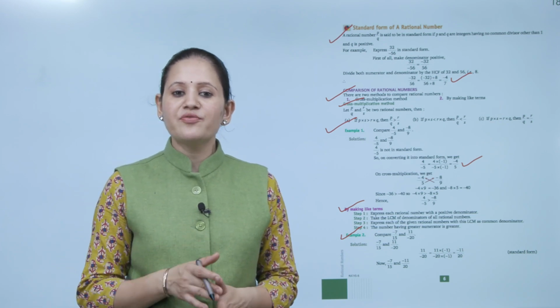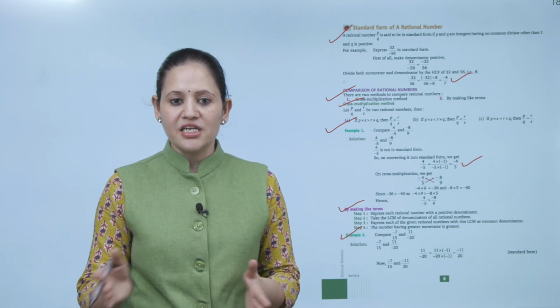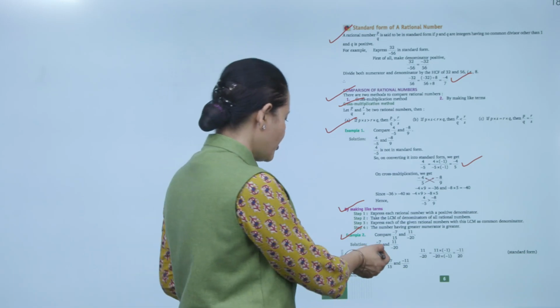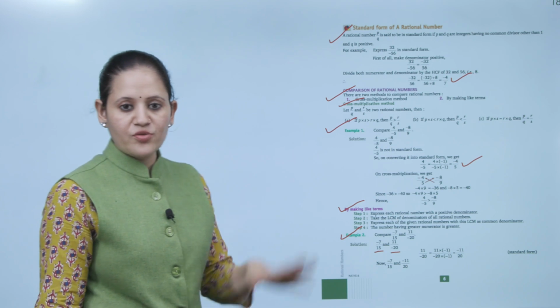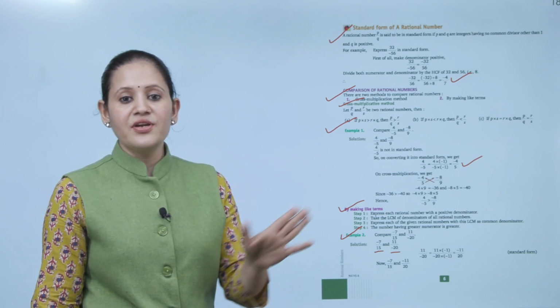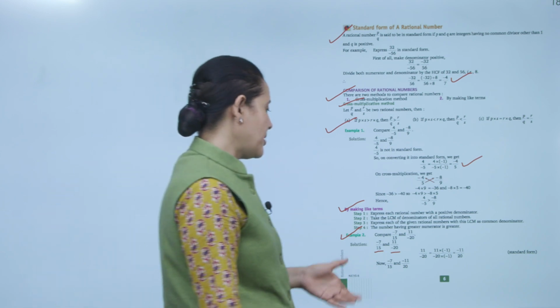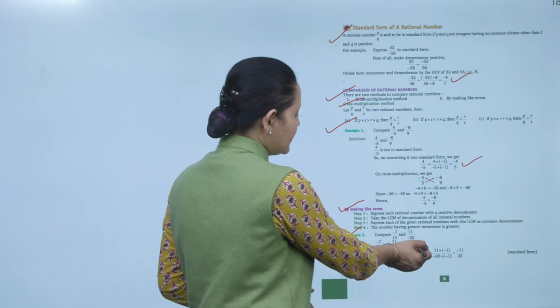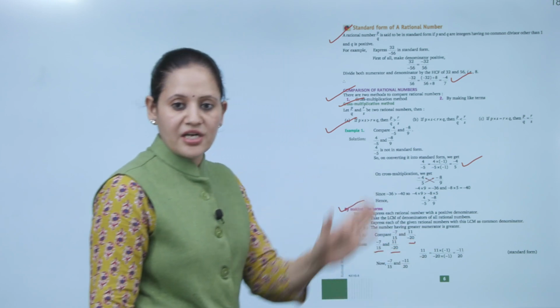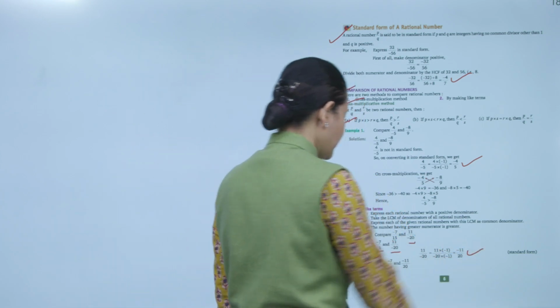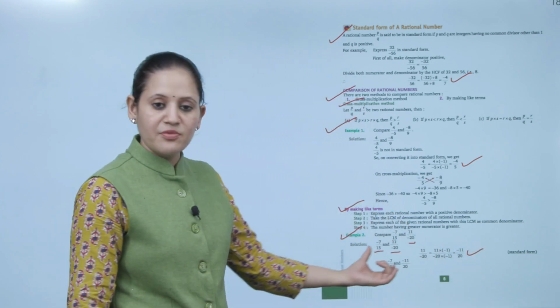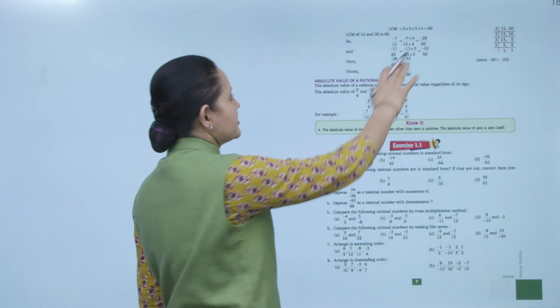Compare minus 7 upon 15 and 11 upon minus 20. Here they are not having the same denominator. So first, by taking the LCM, we will make the denominator the same. But before that, this has the negative denominator, so first we will convert it into standard form. That is equal to minus 11 upon 20. Now we will take the LCM of 15 and 20. So the LCM is equal to 60.